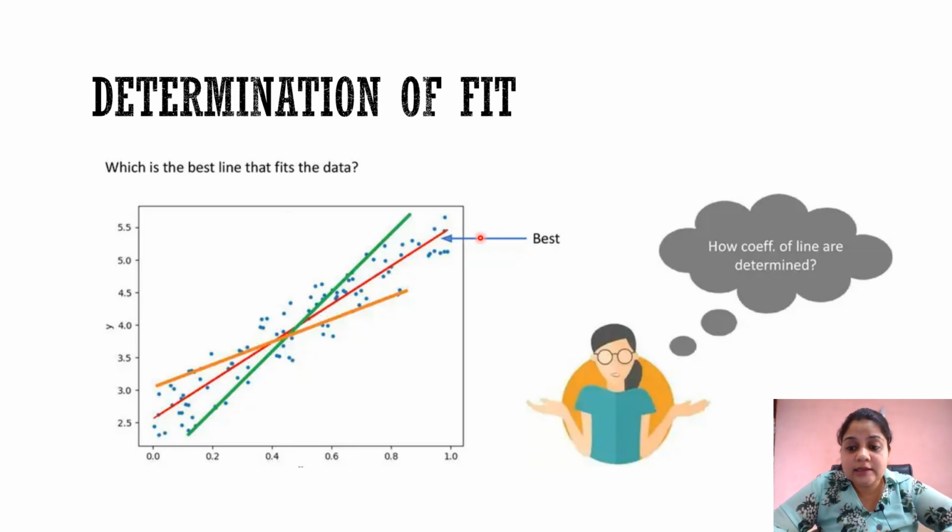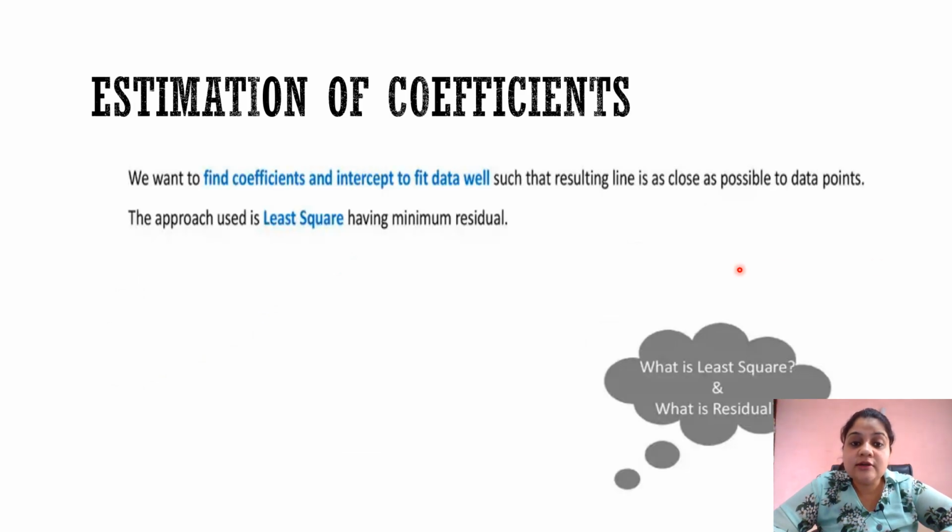Or do we need something else? So let's see. The best fit line is measured with the help of a method called least squares, which has the minimum residual. So let's see what a residual is first.